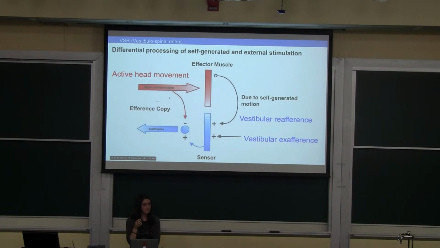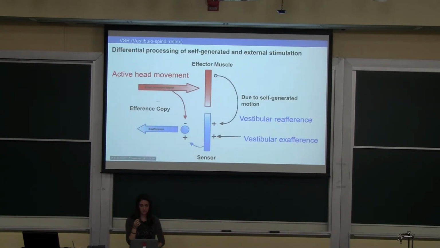So what's the vestibular reafferents? There's a line there going from the effector muscle to the sensor, the one that's right next to the vestibular reafferents. There's a line from the muscle to the sensor. I'm wondering if that's another thing.